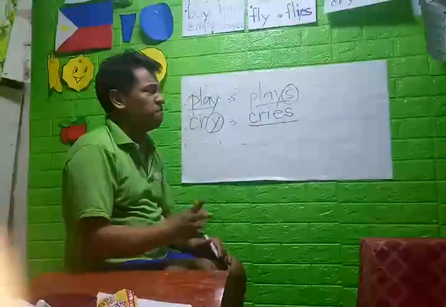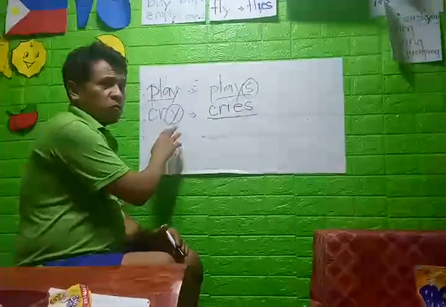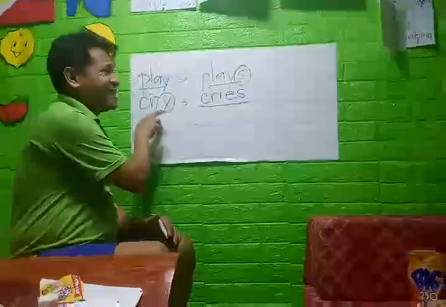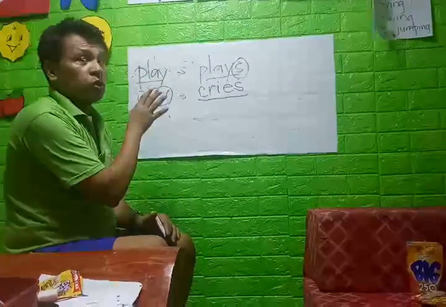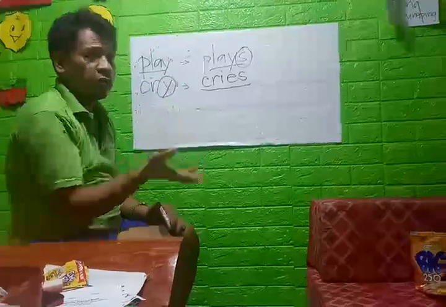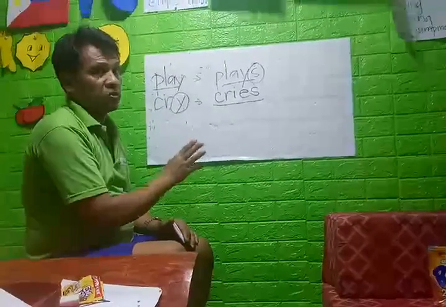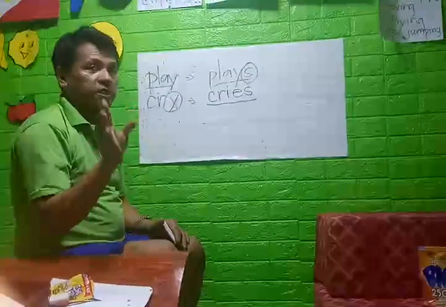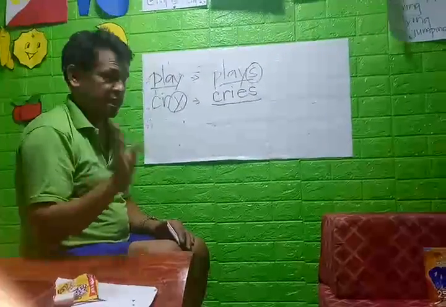Now again, we are not talking of the agreement of the noun and the verb. What we are doing right now is just how we could form or how we could write the simple present tense of the verb, regardless of the agreement of the noun and the verb. We are just talking about the verb alone this time.